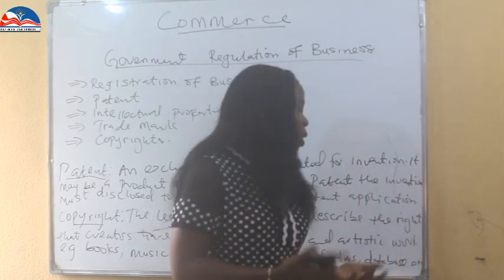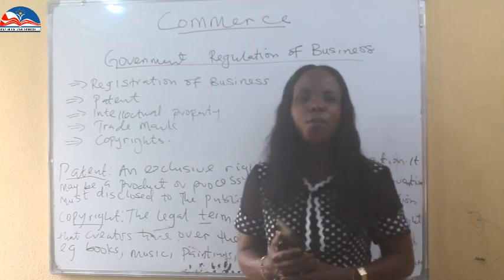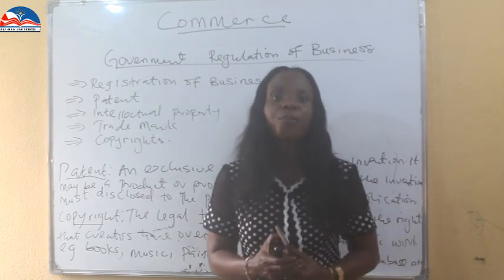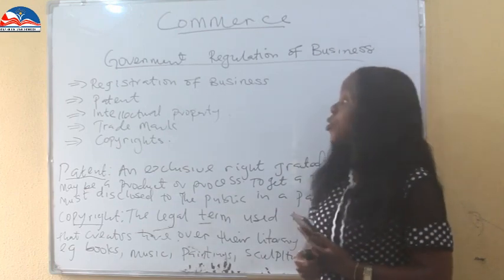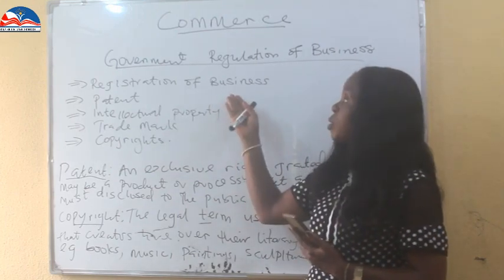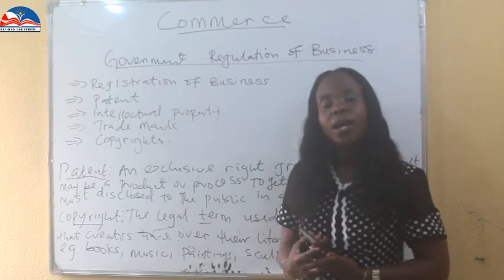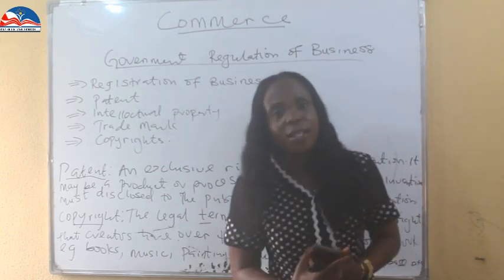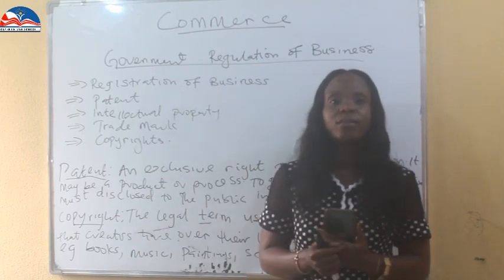Equally in painting, equally in sculpture, equally in your own database, in your own computer programming, in your own app building. Remember, we are still talking about government regulation of businesses. We've talked about registration of business, patent, intellectual property. Okay, we are left with trademark. A trademark is a unique mark that distinguishes your product from another.